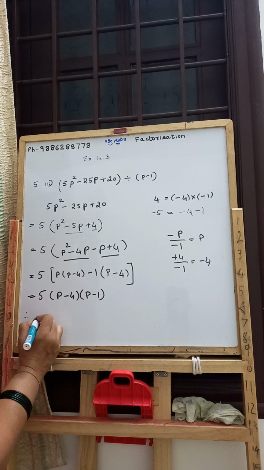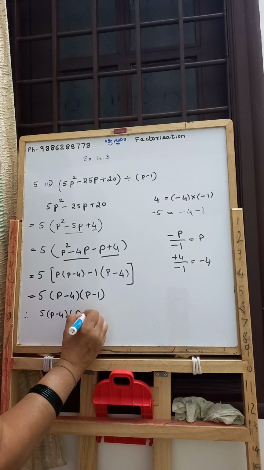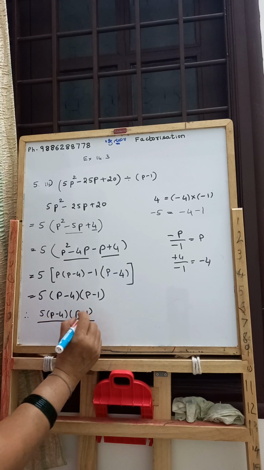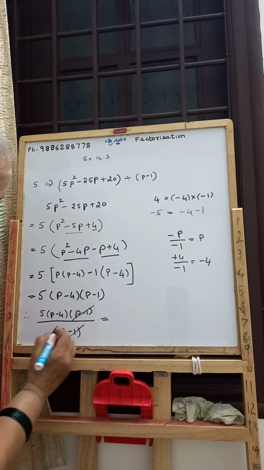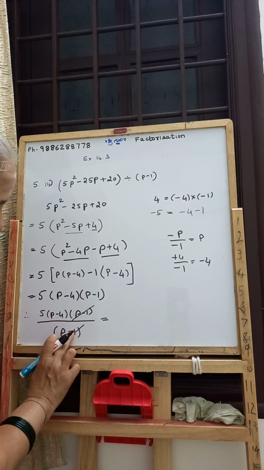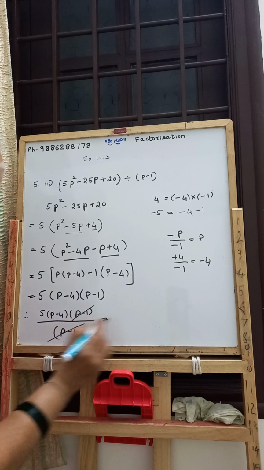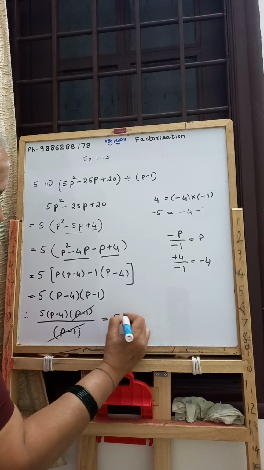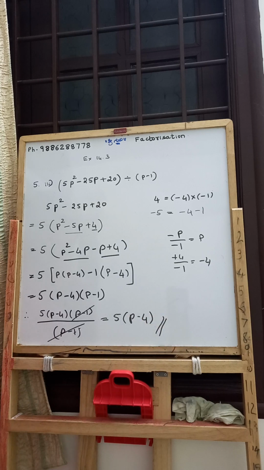Therefore, the required division will be 5 into bracket p minus 4 into another bracket p minus 1, whole divided by p minus 1. This whole expression cancels. Not only p, it is the whole expression. 5 into bracket p minus 4 is the required quotient.